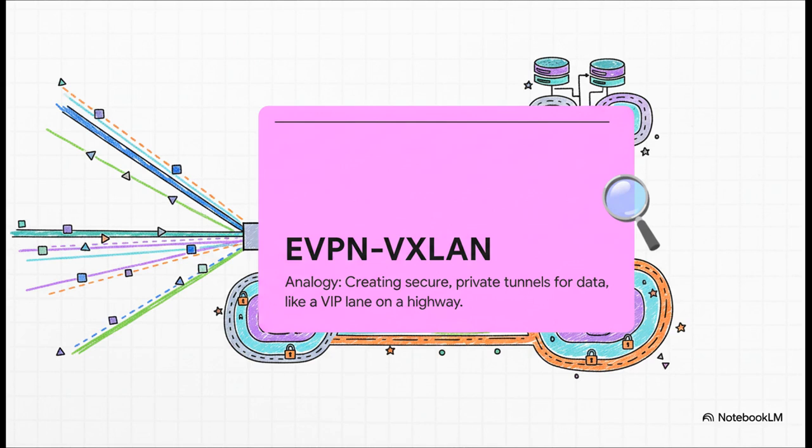Next, we've got EVPN VXLAN. The analogy is a VIP lane on a highway, and it's perfect for what it does. This tech is absolutely critical for modern data centers, where lots of different customers are all sharing the same physical hardware. It creates these secure, private tunnels for each customer's data. So think about a cloud provider. They can use this to make sure my data and your data never, ever cross paths, even if we're on the same server. It's all about multi-tenant security and isolation.